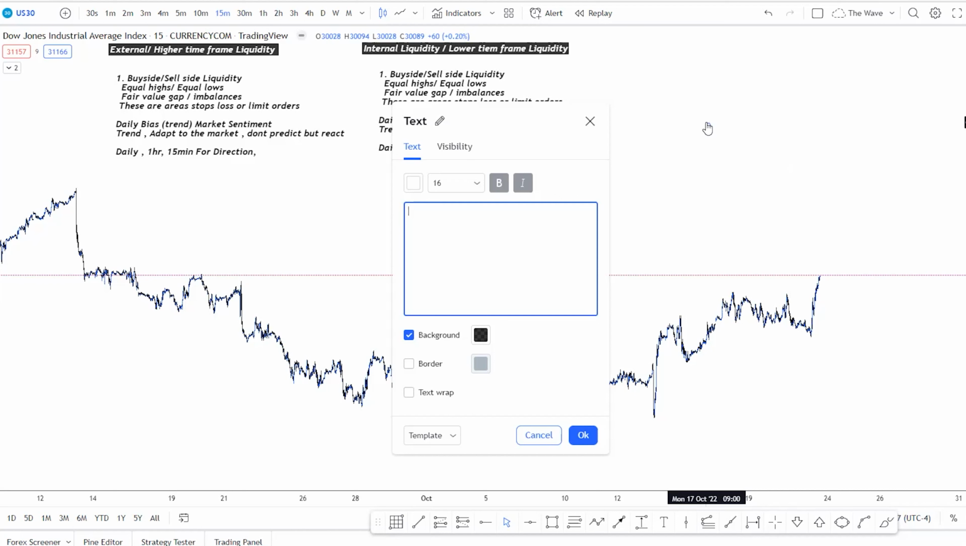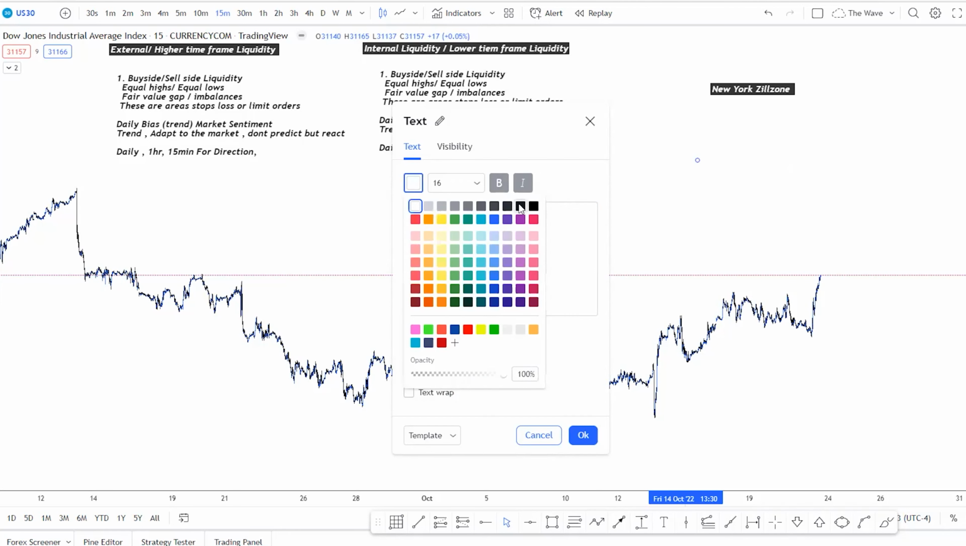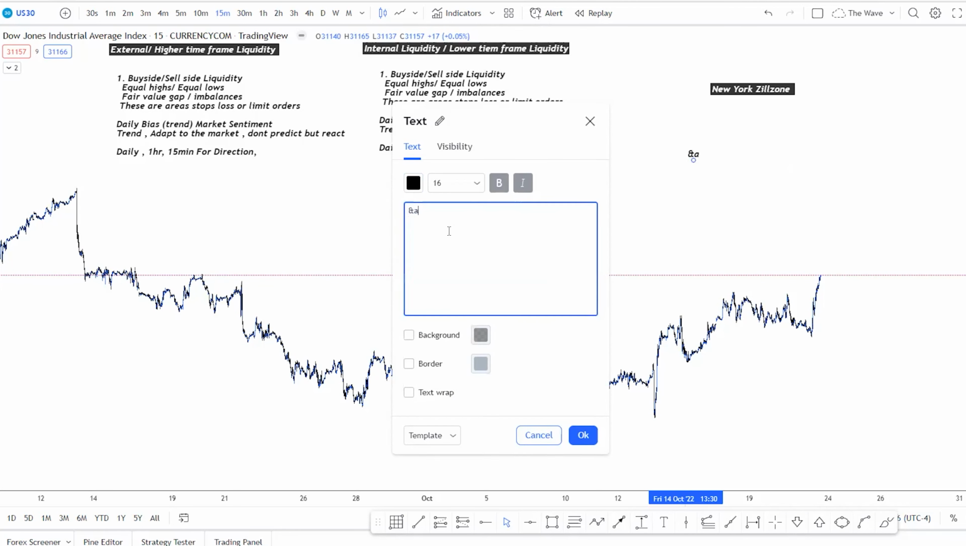So moving forward, we know that our New York kill zone time is going to be from 7 a.m. to, I like to say, noon, 12 p.m., New York time.